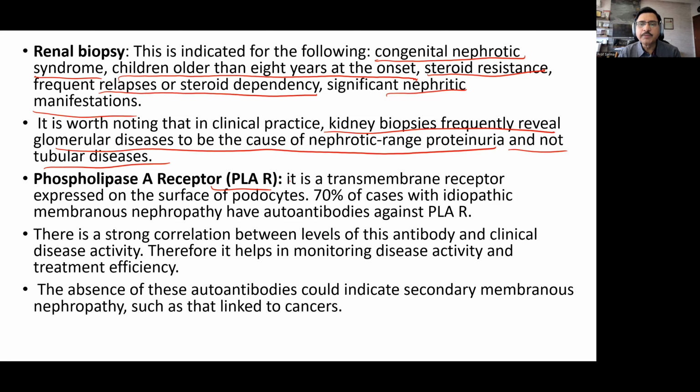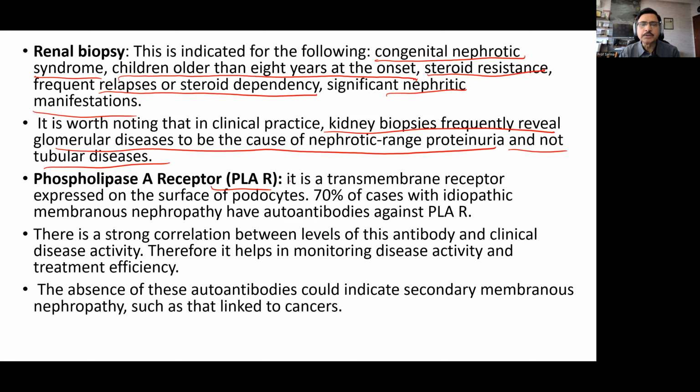Primary membranous nephropathy is a mild type of disease. Minimal change disease, membranous proliferative nephropathy, and then focal glomerular sclerosis. In membranous nephropathy, PLAR may be positive. It is an antigen expressed on the surface of the podocyte, which we are now getting as the immunological autoantibodies to PLAR.